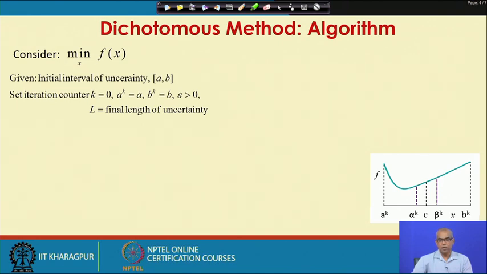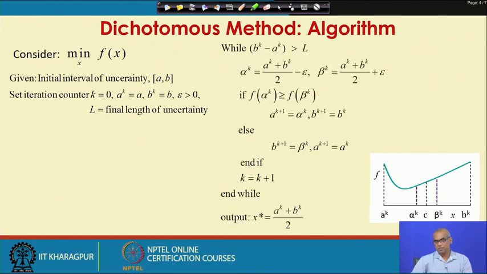I set a to the power k, a k equal to a, b k equal to b, if epsilon greater than 0. That means the value of a at kth iteration is a, value of b at kth iteration is b, k equal to 0. So, it is the initial values. Let us call L equal to final length of uncertainty. So, basically I will stop my algorithm when the interval of uncertainty is less or equal to L.